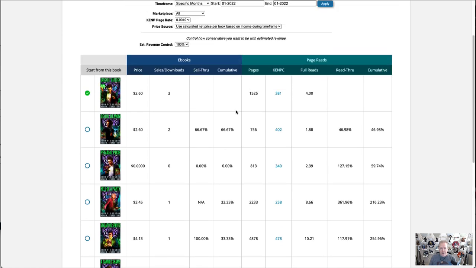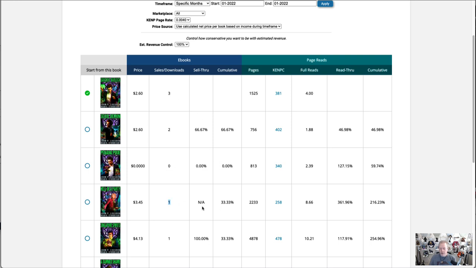Okay, and then we move into cumulative. The only difference between cumulative and sell-through is that instead of dividing this number by the previous number of sales or downloads, we divide this number by the first book. So in this instance, it's always going to be the same, because it's book 1 to book 2. But then you have the same thing with book 3 back to book 1. So again, since there was only 0, we're going to have 0%.